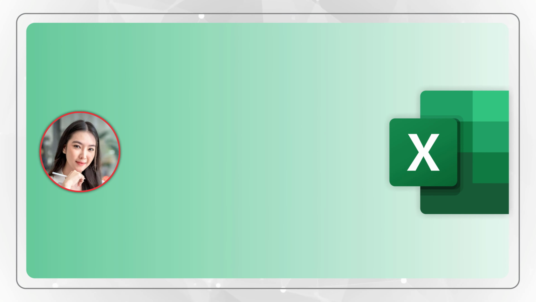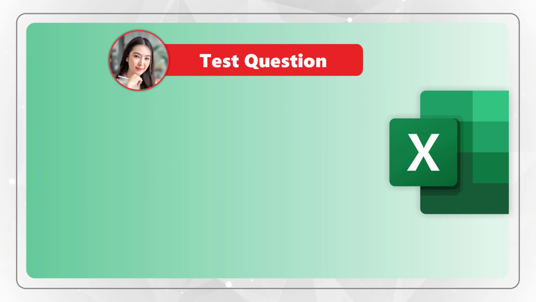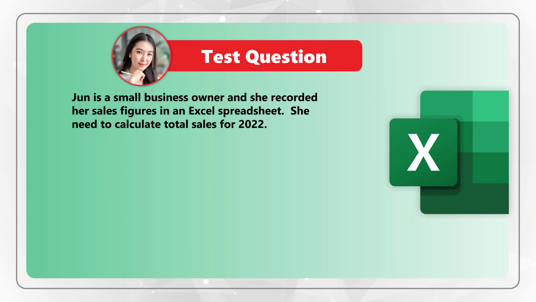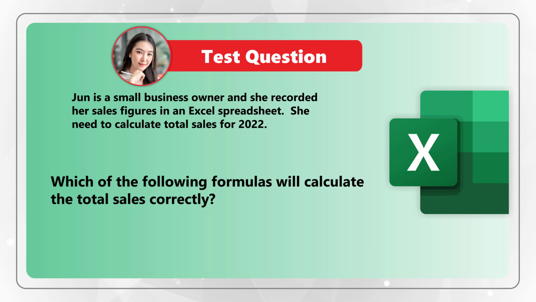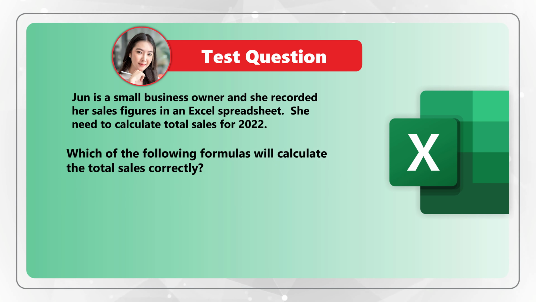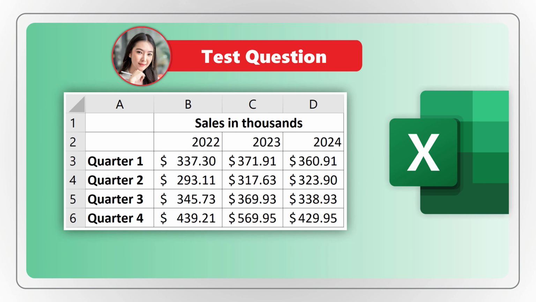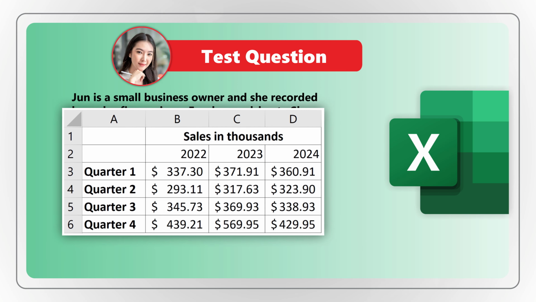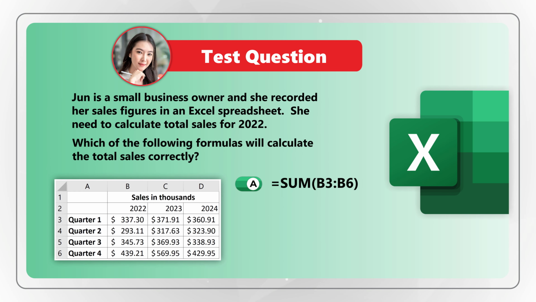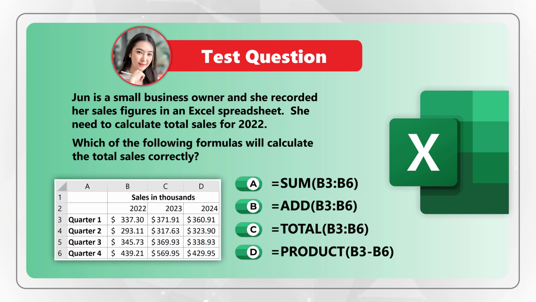June is a small business owner, and she recorded her sales figures in an Excel spreadsheet. She needs to calculate total sales for 2022. Which of the following formulas will calculate the sales correctly? You're presented with the data set and 4 different choices. The formulas are SUM, ADD, TOTAL, and PRODUCT, and they point to the range B3 through B6. Take a close look to see if you can answer the business question.